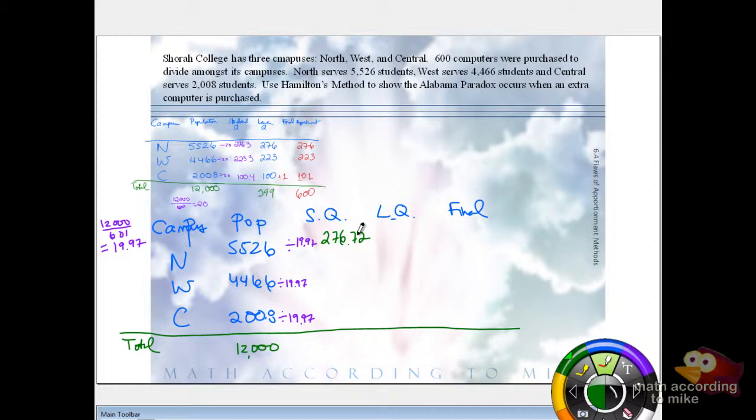And then west. Yep. And central. Good. So ignoring the decimals becomes the lower quota. We got 276, 223, 100. What is 276, 223 plus 100?